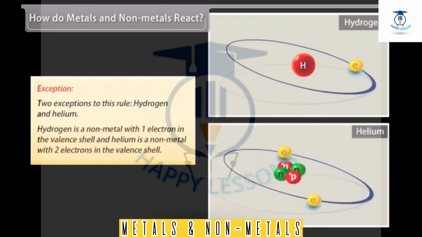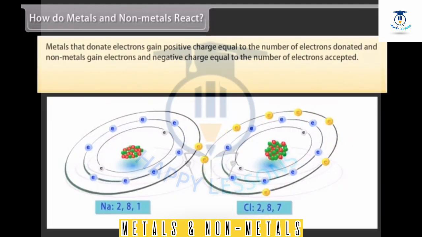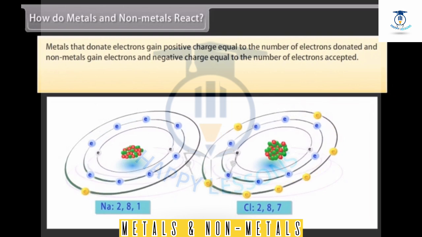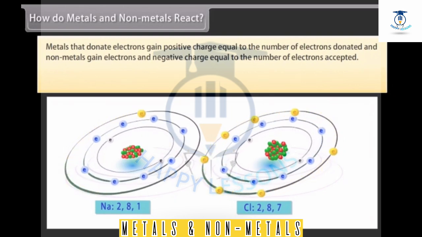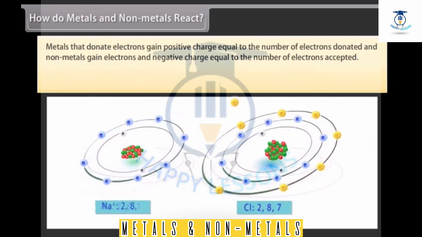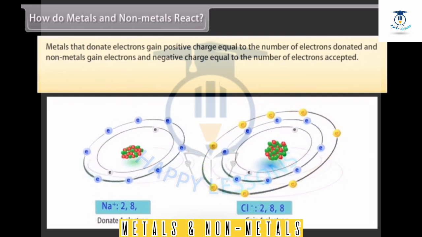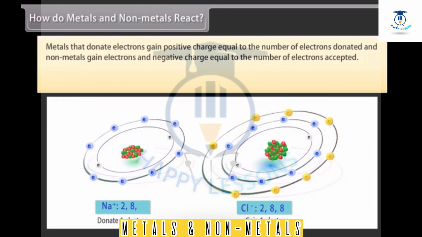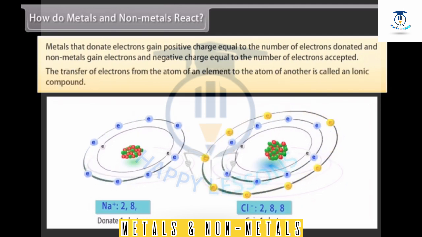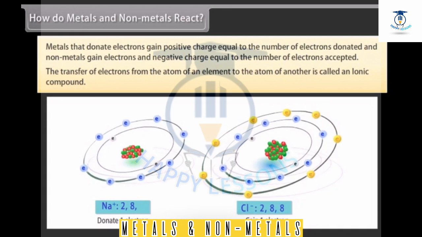Metals that donate electrons gain a positive charge equal to the number of electrons donated, and non-metals gain electrons and a negative charge equal to the number of electrons accepted. When a metal atom donates 1, 2, or 3 electrons from its valence shell to a non-metal atom that has the ability to accept these electrons, it is known as electrovalency. As a result, both these atoms form the structure of an inert gas. The transfer of electrons from the atom of one element to the atom of another forms an ionic compound.